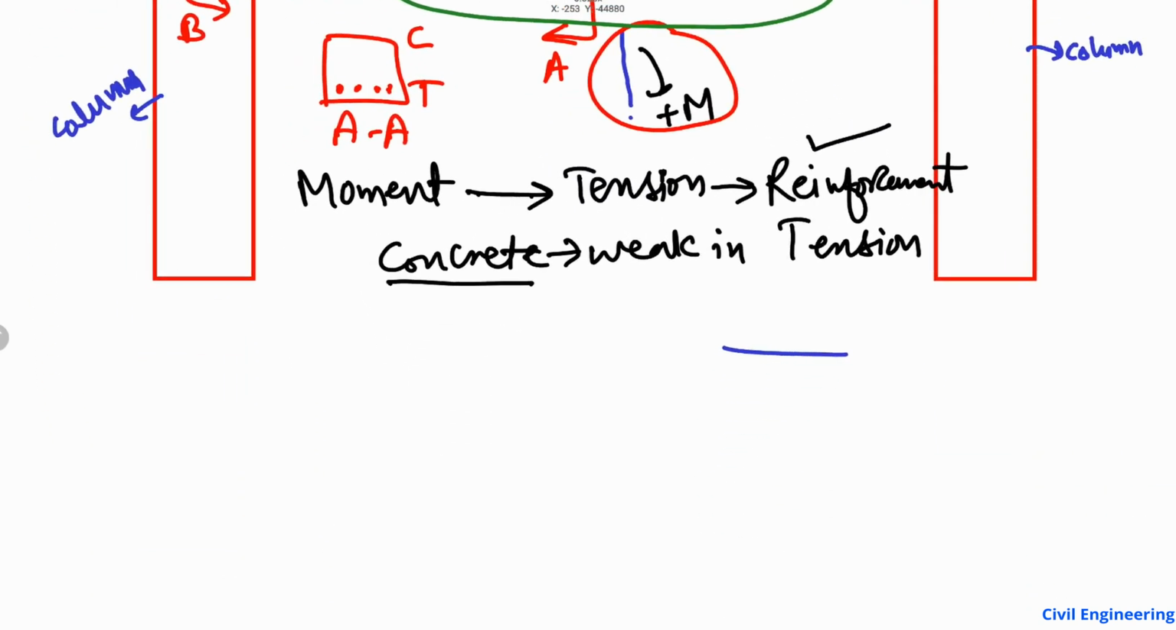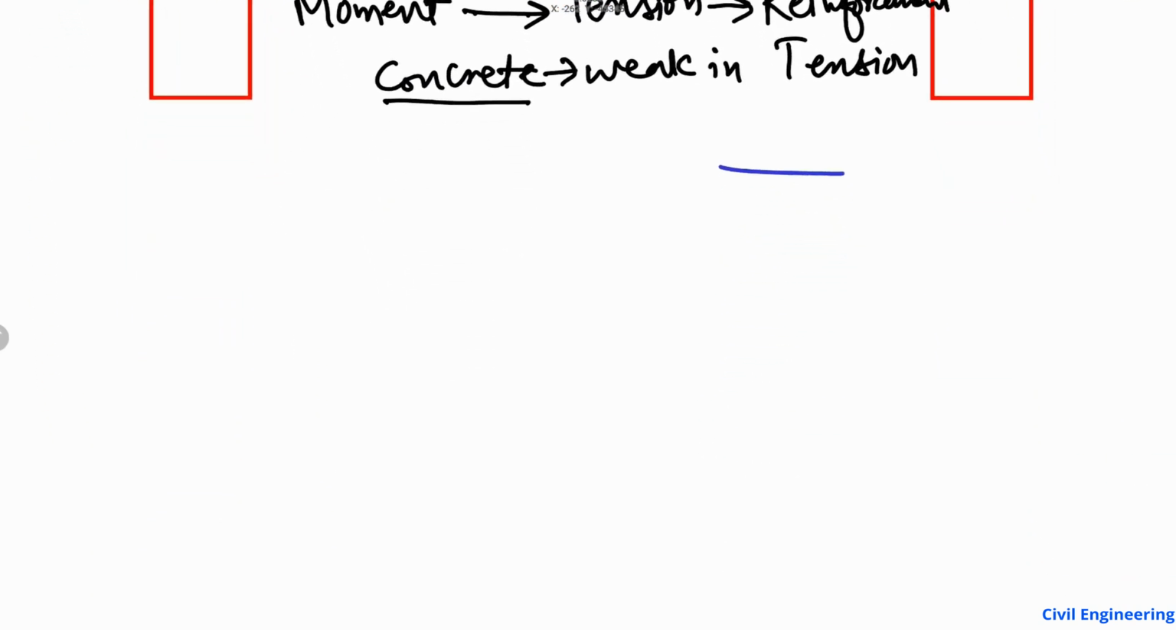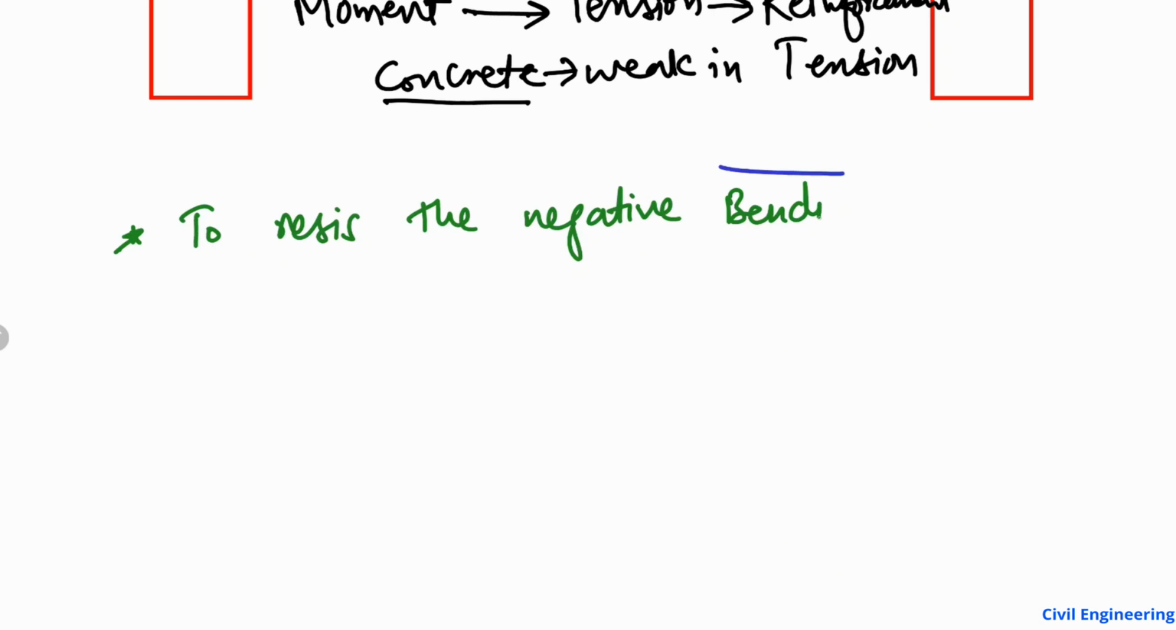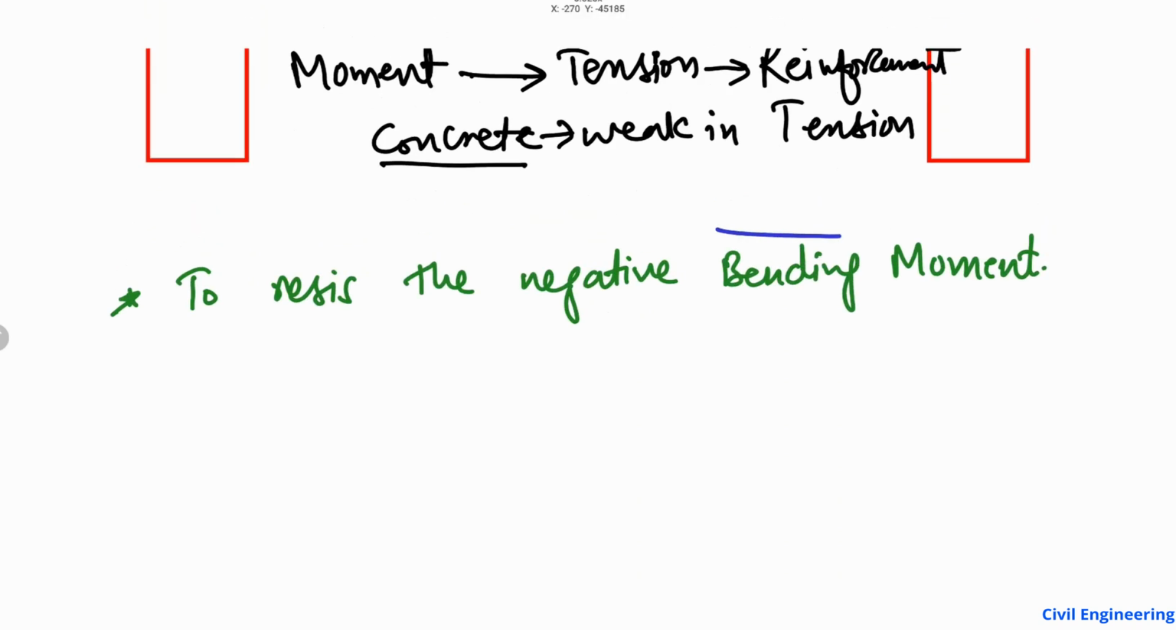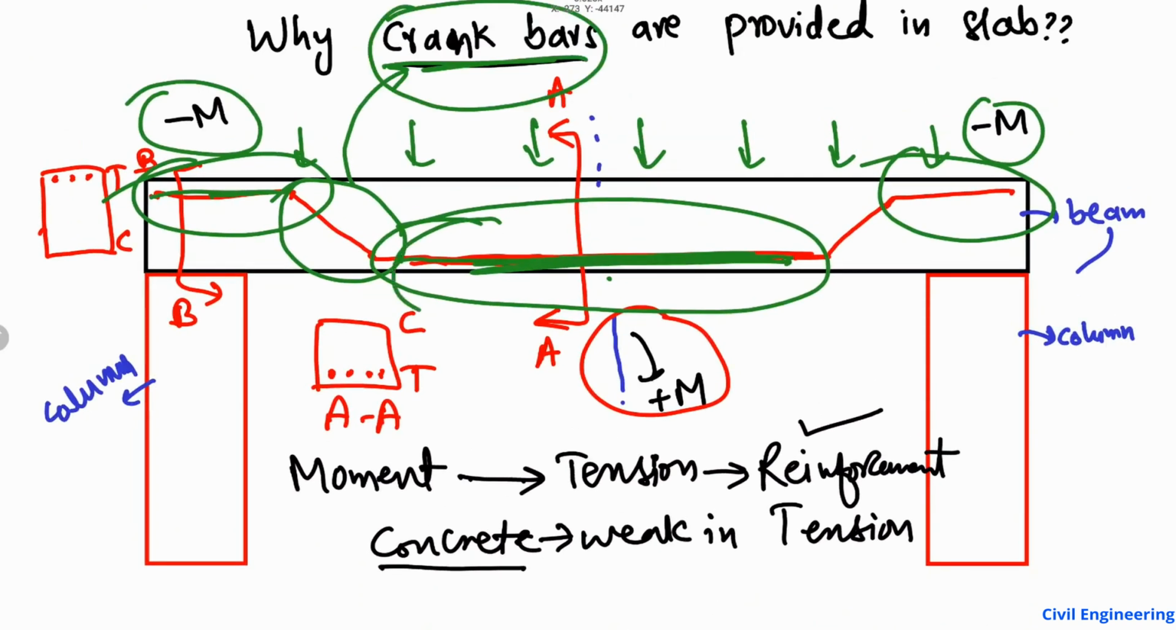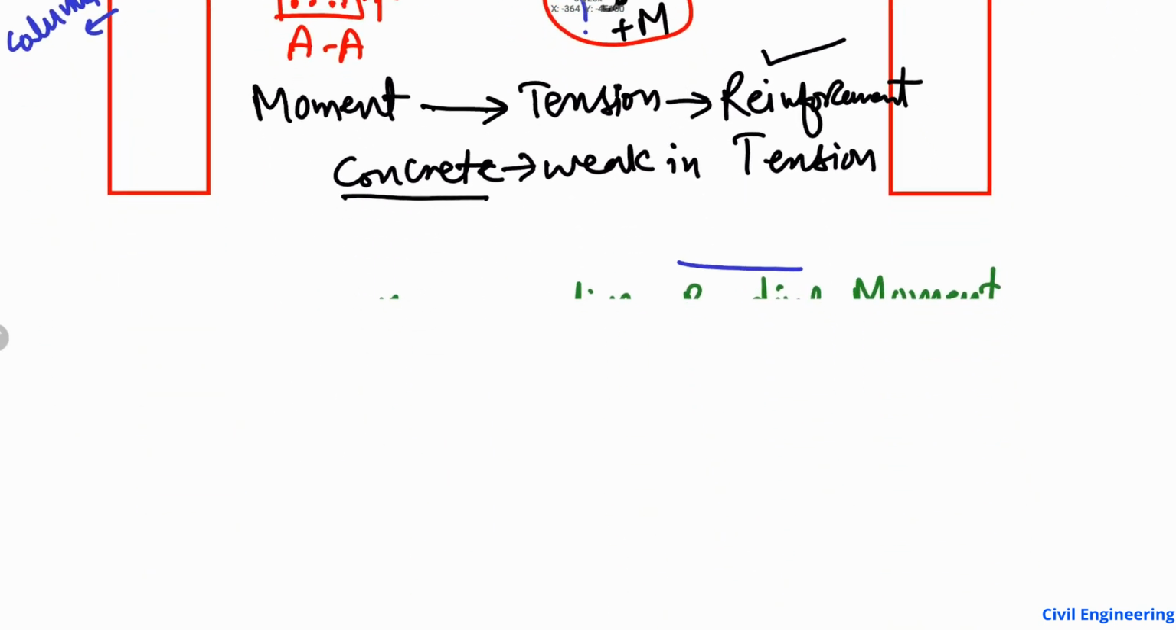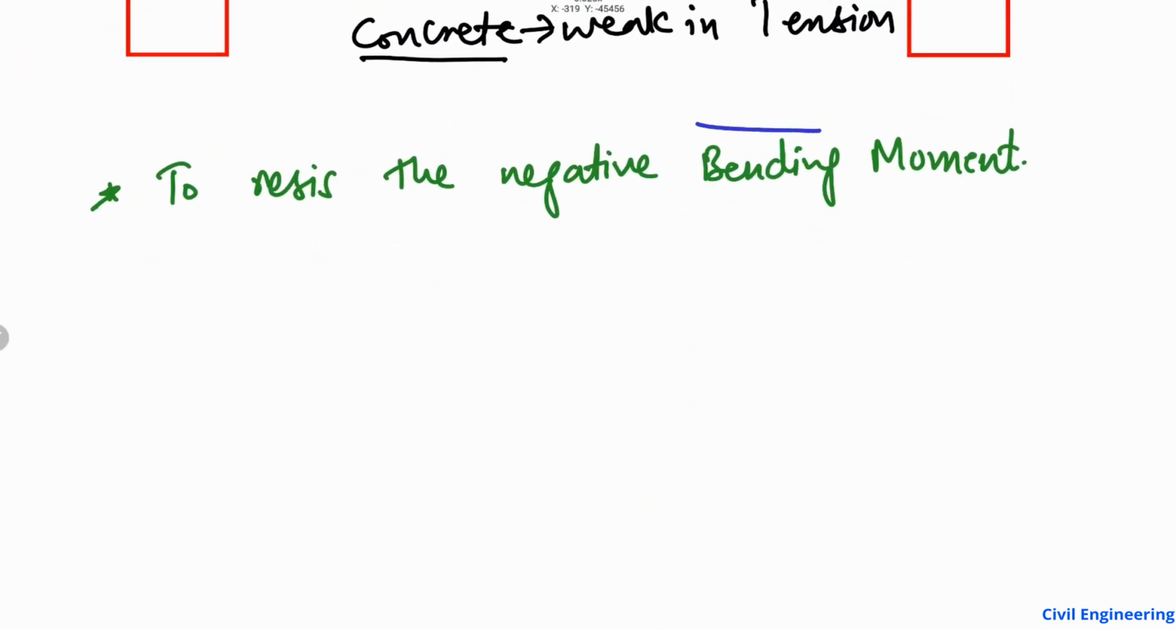Now if I go more into the explanation, here are some of the reasons for providing the crank bar. Some of them are to resist the negative bending moment. You see here there was a positive bending moment at those regions, and here we have a negative bending moment. I draw it with a minus sign. So that's why we need to resist the negative bending moment, we provide the crank bar. So it is to resist the negative bending moment.